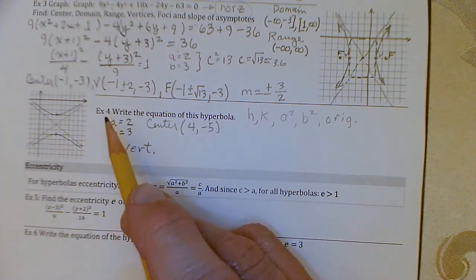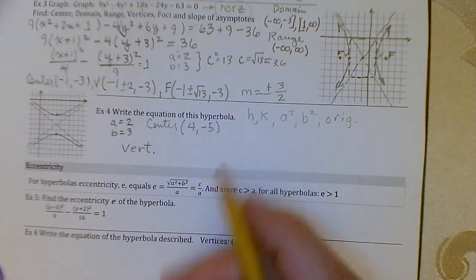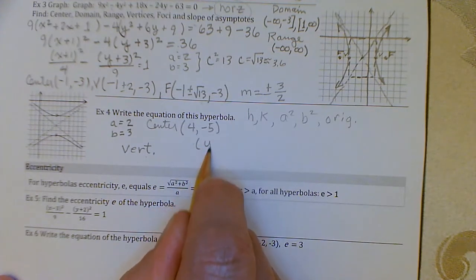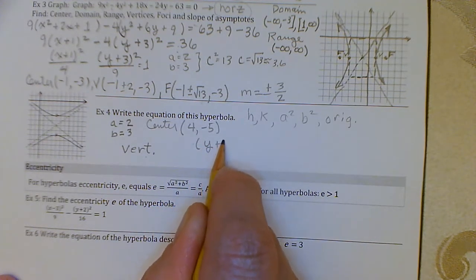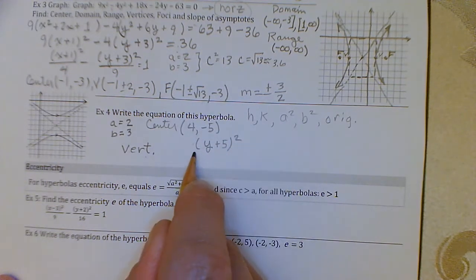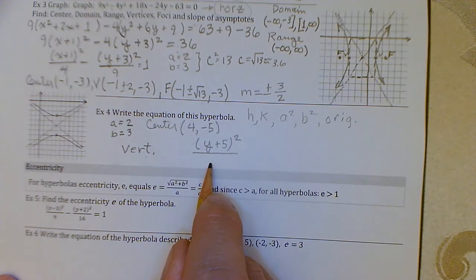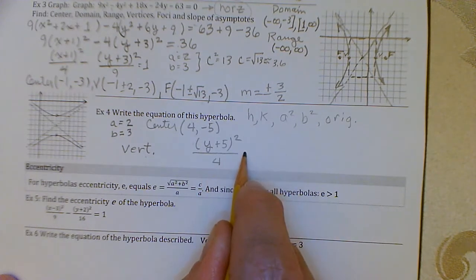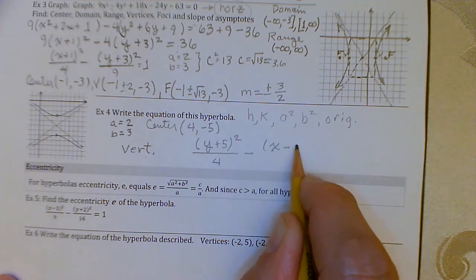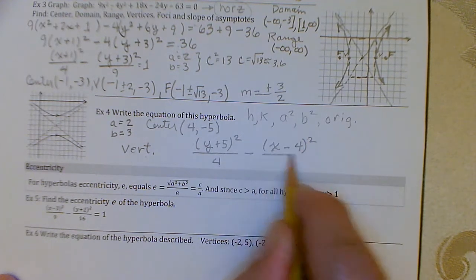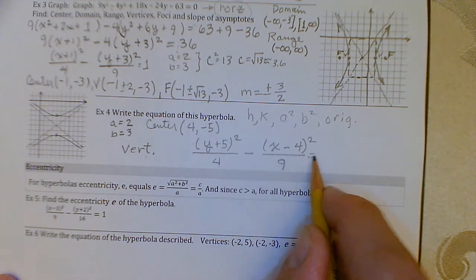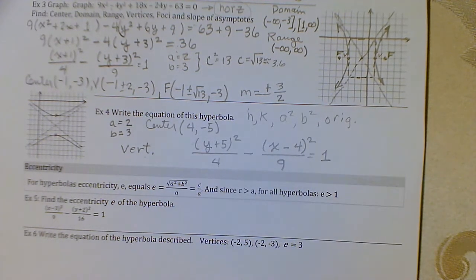We didn't write down a squared and b squared, but we know what a and b are, so we can write that. The vertical orientation tells us that we're putting our y first. So it's y plus 5. Remember to put your k next to your y. And a squared always goes here, so that's 4 minus x minus 4 quantity squared over, and then this is b squared, or 9, equals 1.